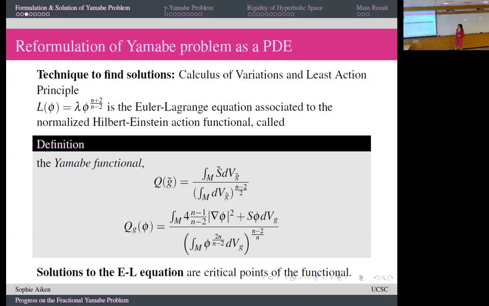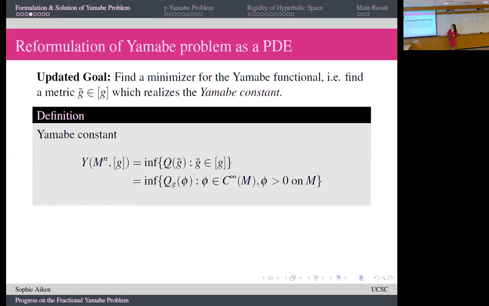Okay, so now we see that solutions to our Euler-Lagrange equation, which is the Yamabe equation, are just critical points of this functional. So we're going to look specifically for minimizers of the functional, and call the Yamabe constant its infimum across the conformal class. So if we can realize the infimum, then we've found a minimizer, and we know that we have a solution.